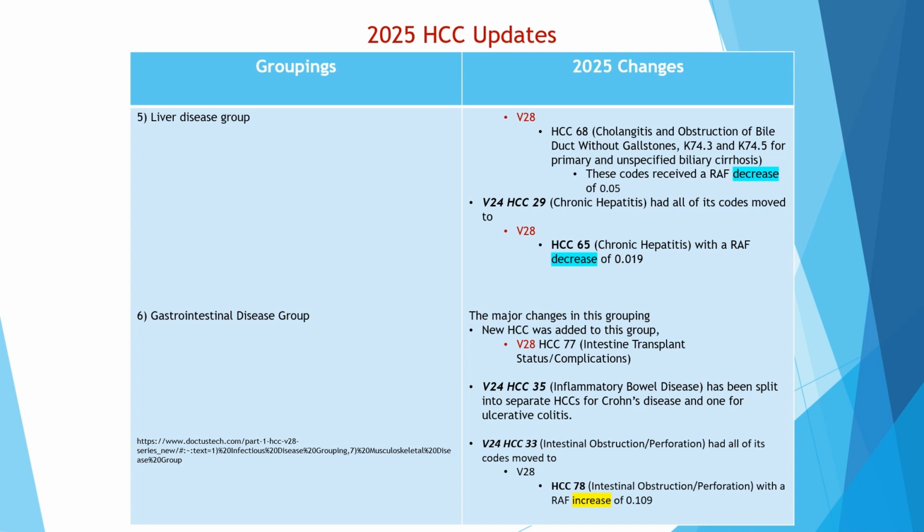V28 HCC 77, intestine transplant status/complications. V24 HCC 35, inflammatory bowel disease, has been split into separate HCCs for Crohn's disease and one for ulcerative colitis. V24 HCC 33, intestinal obstruction/perforation, had all of its codes moved to V28. HCC 78, intestinal obstruction/perforation, with a RAF increase of 0.109.